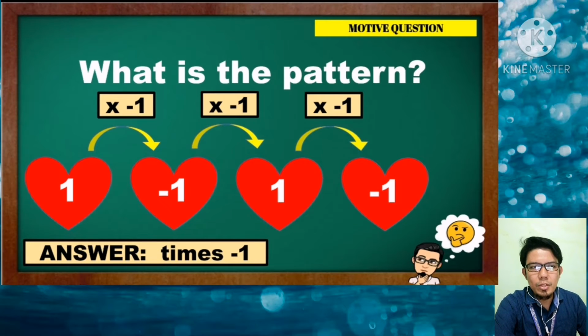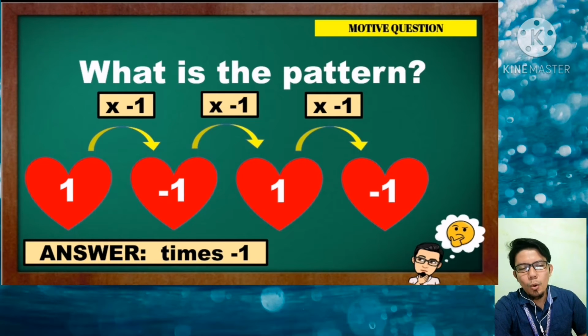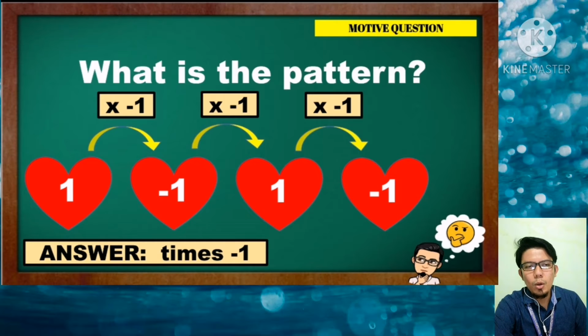Next, how about this one? What is the pattern? 1, negative 1, 1, negative 1. If we analyze, if we multiply by negative 1, this will be negative 1, times negative 1 again, negative times negative is positive, so that is positive 1, times negative 1 again, so this is negative 1. So therefore, the pattern is times negative 1.